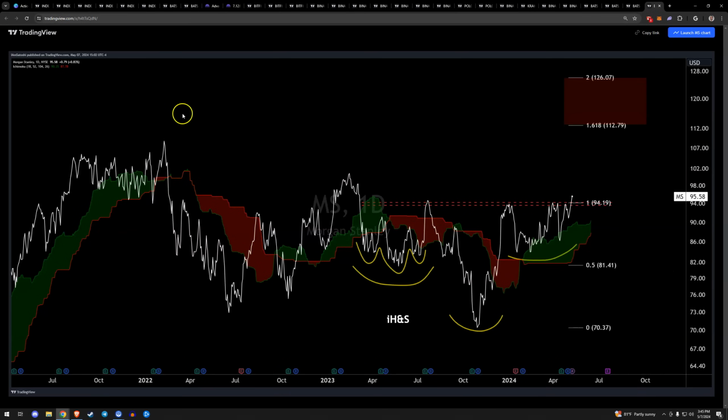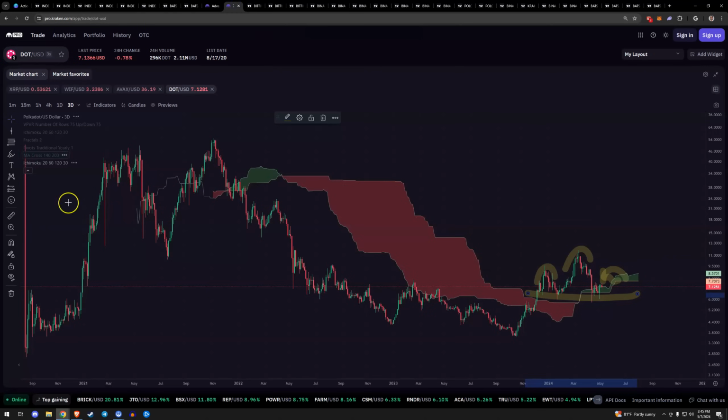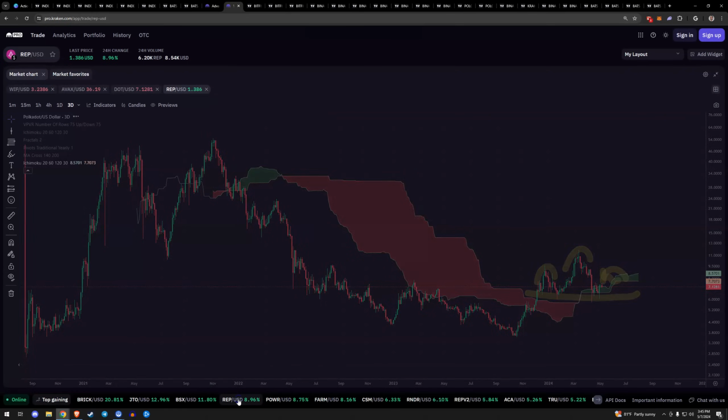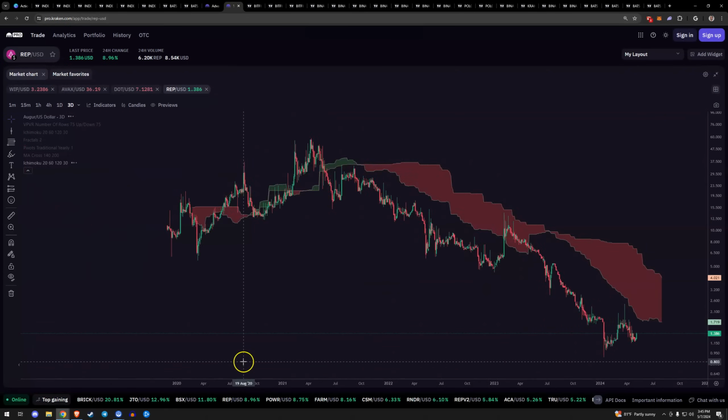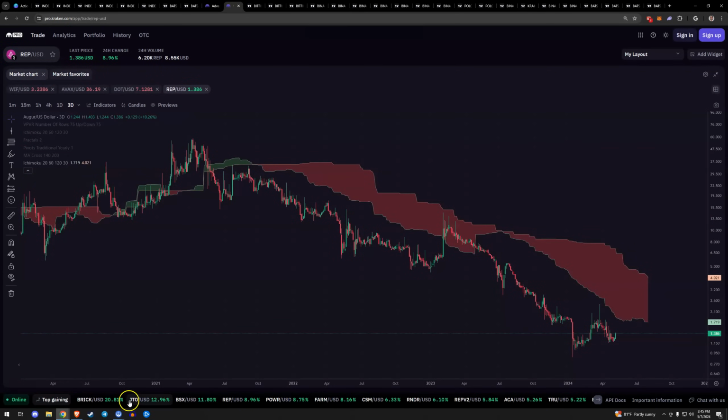So do yourself a favor. Set up the cloud, whatever software you're using. You can pop it on Kraken Pro, make your watch list, make your favorites, and just, let's just go through the list, right? Here's a top gainers on the bottom here.